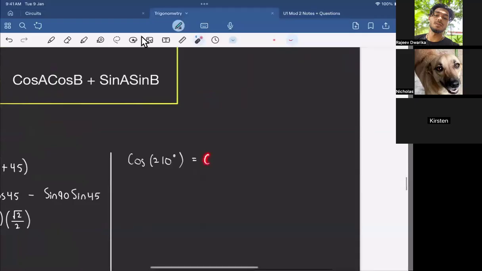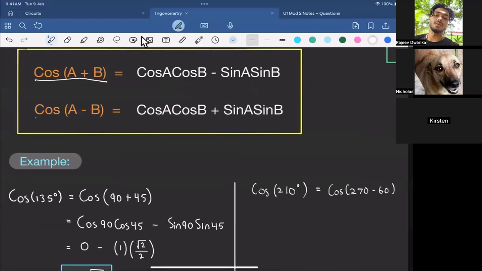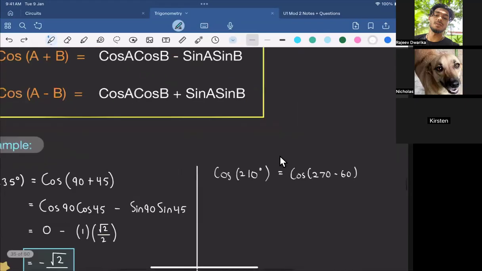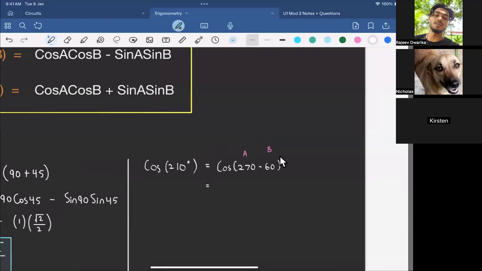So I'm gonna write cos 270 minus 60. So if that's the formula I'm using, would I use cos A plus B or would I use cos A minus B? I would use cos A minus B. I would use that formula. So the 270 is acting like the A and the 60 is acting like the B. So when I'm using my formula, it is cos A, cos B.